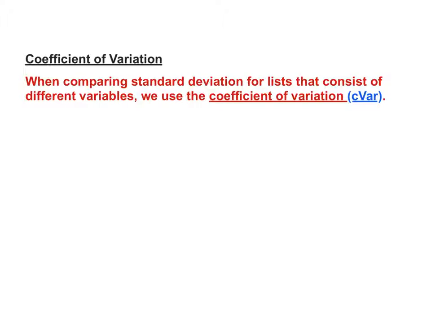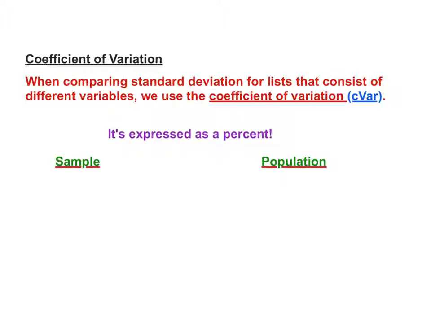I will tell you that we always express the coefficient of variation as a percent. Okay, it's expressed as a percent. There's going to be a formula for sample. There's going to be a formula for population. And I will write in between what the generalized formula is, regardless of if you have a sample or population.